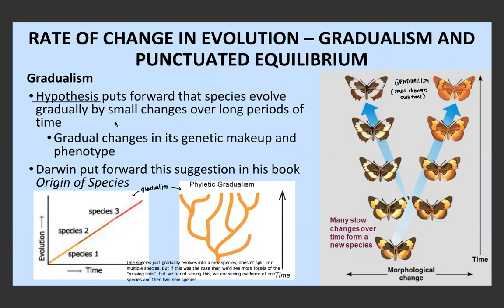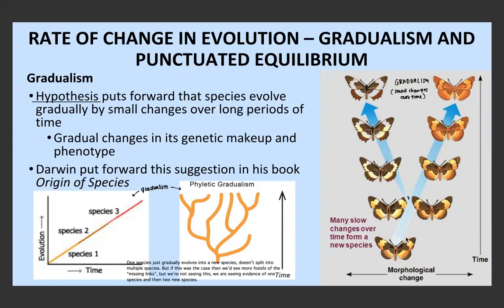this happens. So the first hypothesis is about gradualism. This puts forward that species evolve gradually by small changes over long periods of time. So there's just gradual changes in the genetic makeup, in the genotype, and in the phenotype, in the physical characteristics of an organism. This is the hypothesis that Darwin put forward in his book, The Origin of Species.